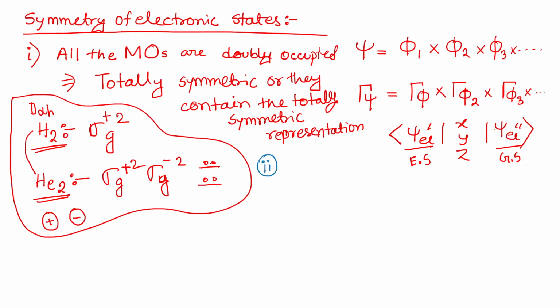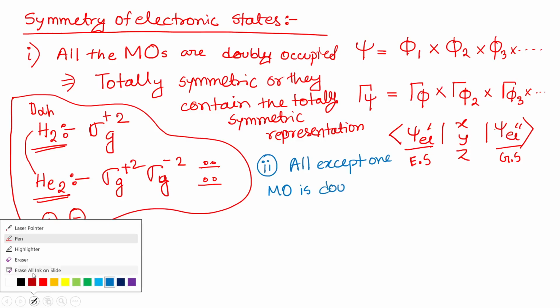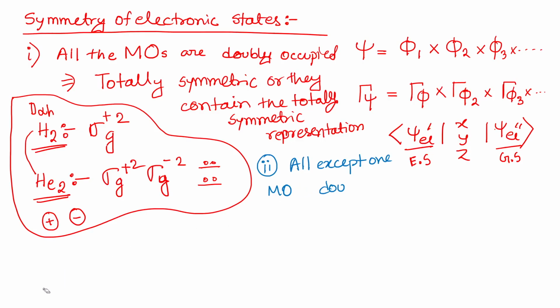Okay. The second condition is, suppose all except one MO is, or are, W occupied. What does that mean? That all the MOs are W occupied.